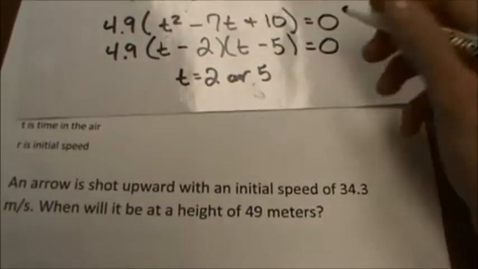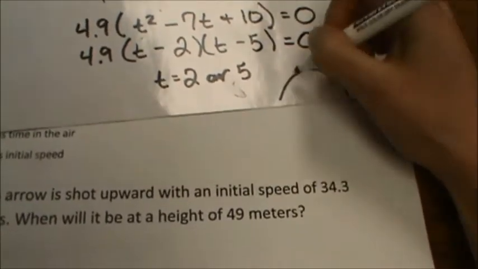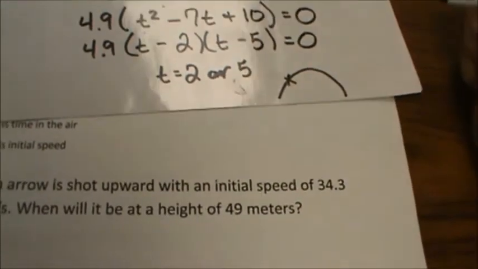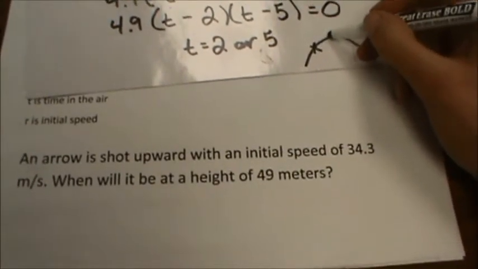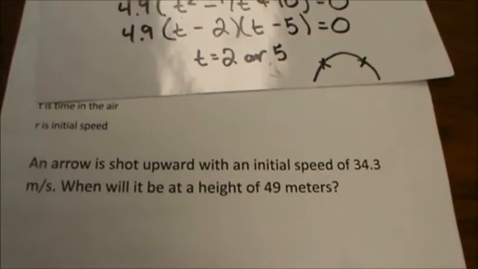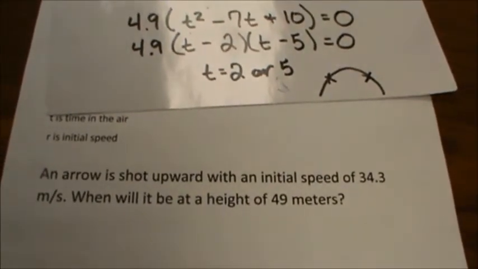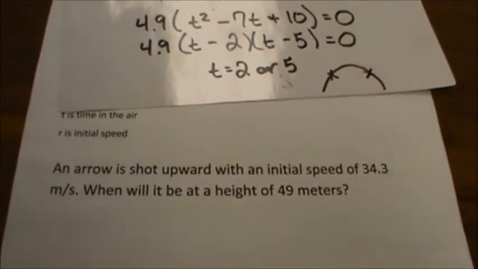And this makes sense because the flight that the arrow will take will go up and down. So at one point, like right here, in its flight, it would be at a height of 49 meters. It'll continue to go up until it stops and starts coming back down to Earth. So again, it will be at 49 meters there. So this would happen at 2 seconds. This would happen at 5 seconds.